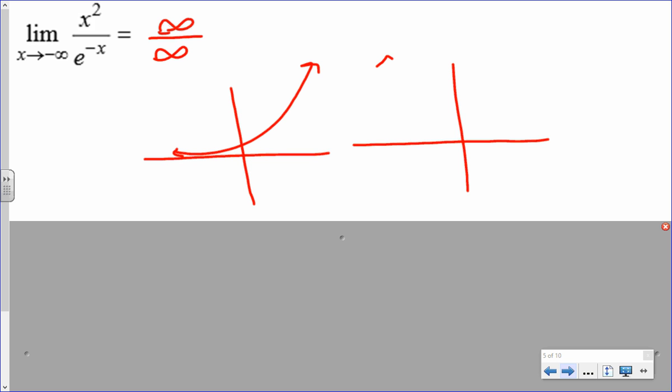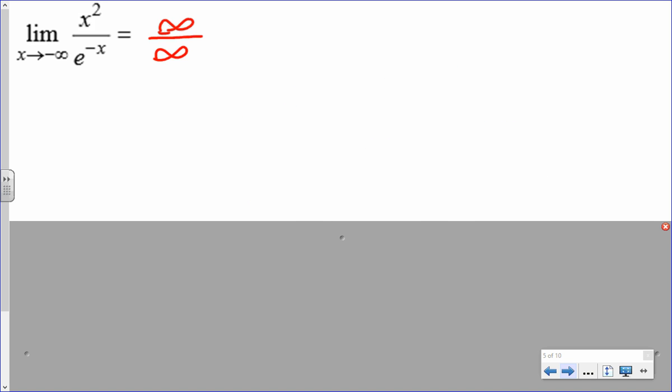Therefore, this would be e to the negative x. Knowledge that you need to have up here to visualize or draw. You've got to be able to do this without your calculator.